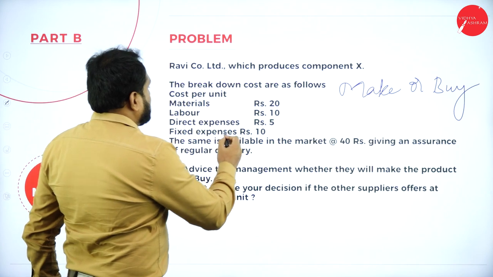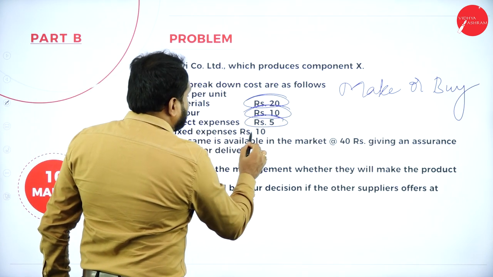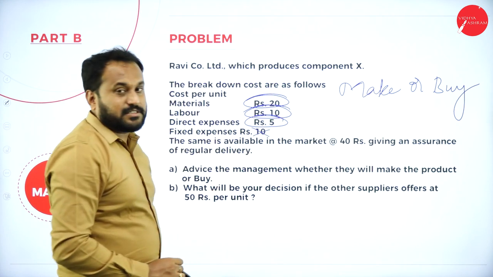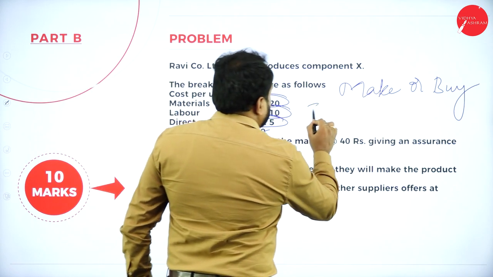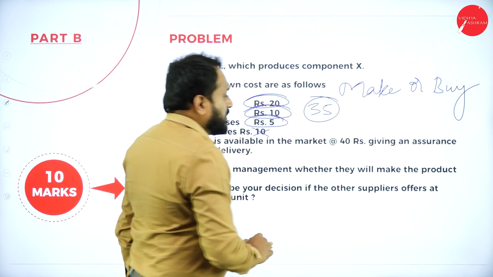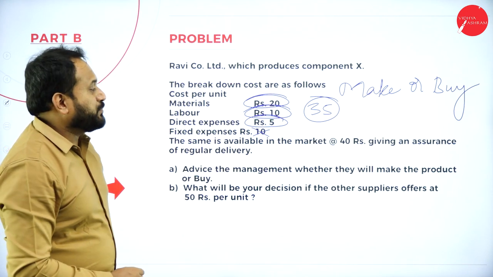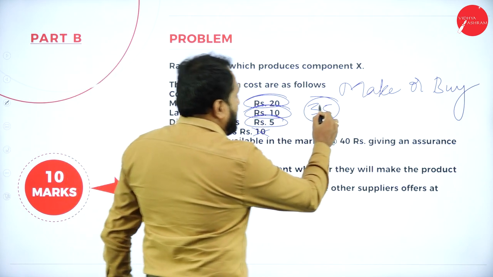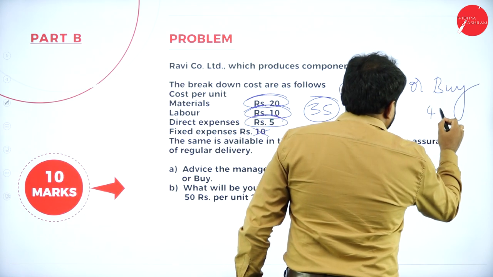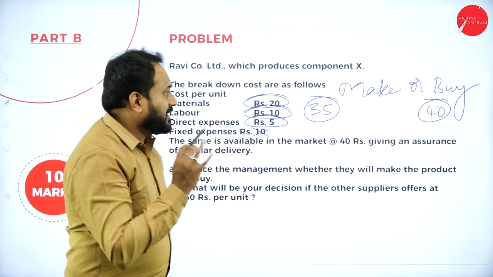So here, 20, 10 direct expenses, 5 fixed expenses. Don't take fixed expenses. So here 20 plus 10 plus 5 is how much? 35. Now the question says the same is available in the market at 40 rupees, given an assurance of regular delivery. Now if I make it at 35, if I buy it at 40, you tell me what I should do. Should I make the product or buy the product?